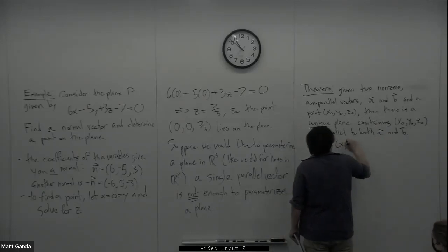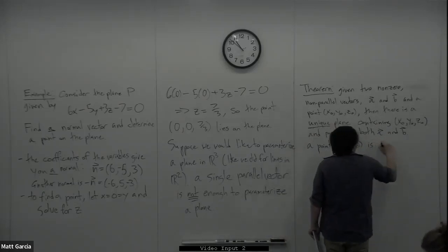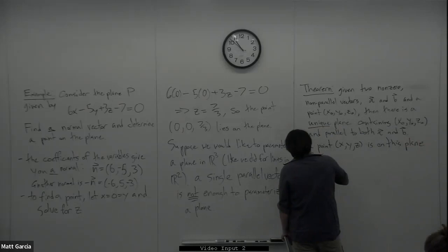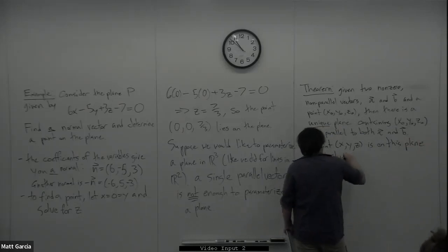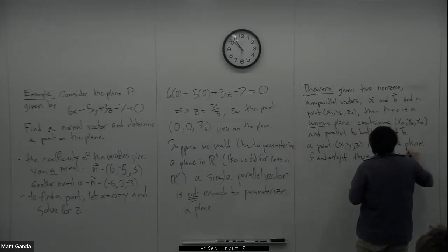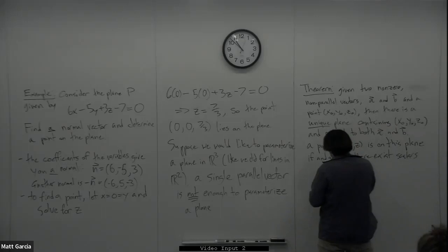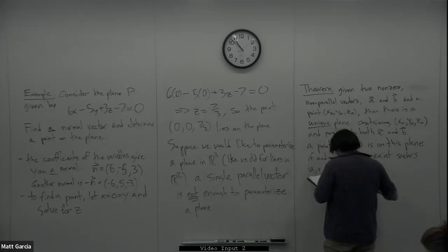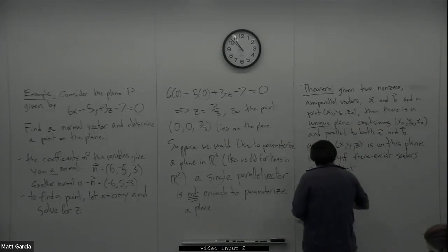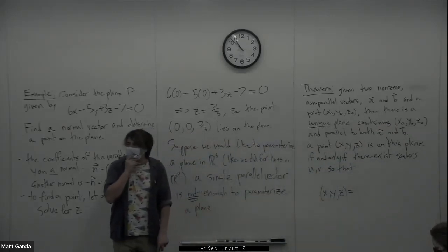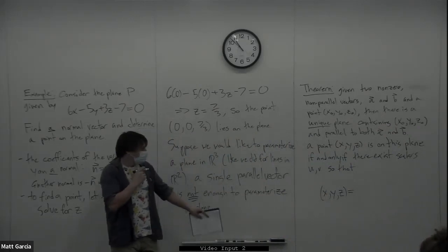An arbitrary point X, Y, Z is on this plane if and only if there exist scalars U and V so that our arbitrary point is equal to, what am I going to write here? Can anybody tell me? Fill in the blank. What does this equal?